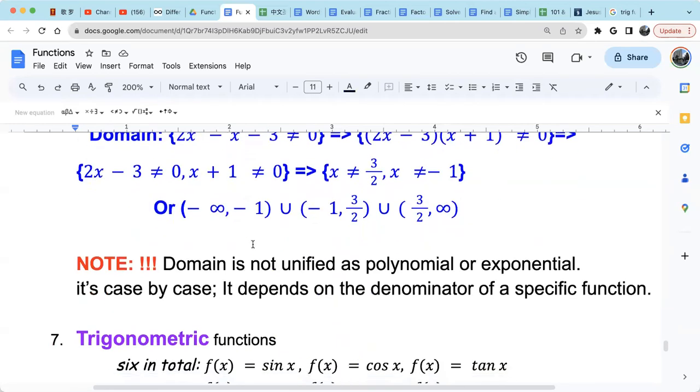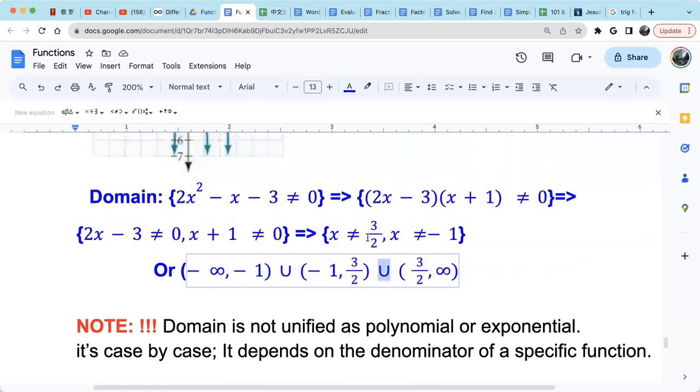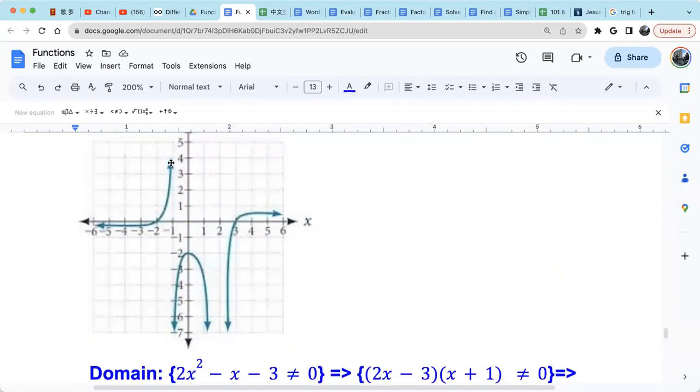So using interval notation, we represent it like this. The x value can go from negative infinity up to -1, then from -1 up to 3 over 2, then from 3 over 2 up to infinity. The sign in between is called a union. The graph looks like this. We have 3 pieces.